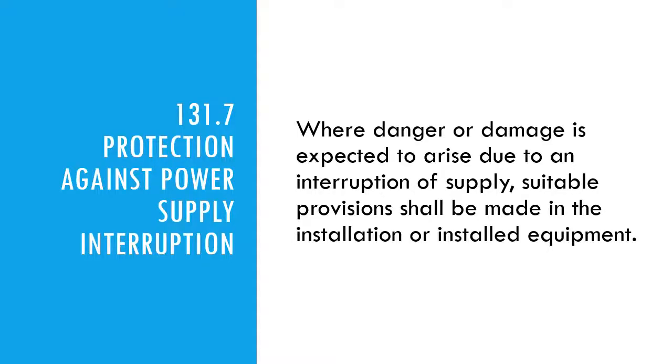So where danger or damage is expected to arise due to an interruption of supply, suitable provision also needs to be made in the installation and installed equipment. This may be to protect against automatic restarting after failure of supply. Again, this will be covered in a lot more depth later.